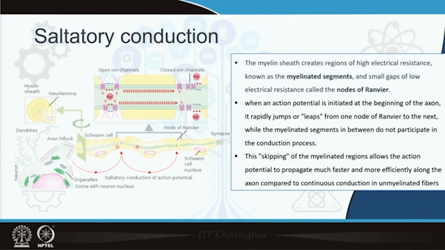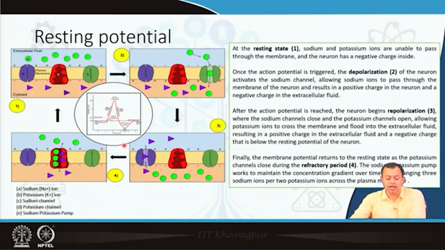It becomes very fast. These are high resistance areas, these are low resistance areas, completely covered by intercellular fluids, cerebrospinal fluids, etc., etc. So, it allows the skipping of this electrical potential from low resistance to low resistance areas, thereby passing the information in a very strong manner.